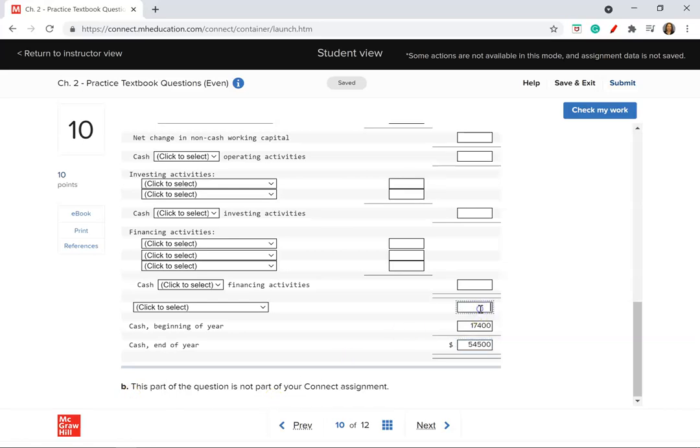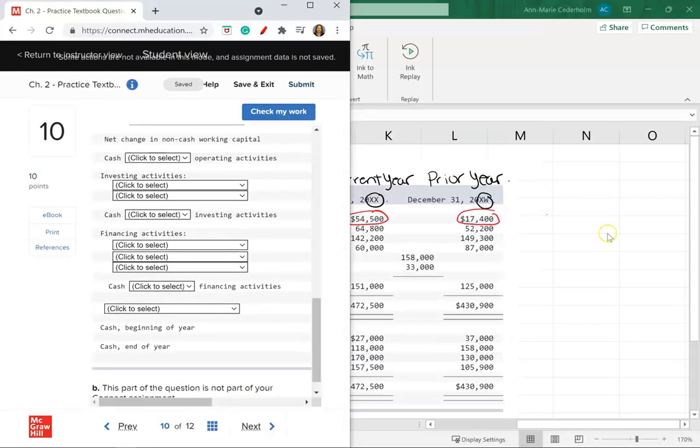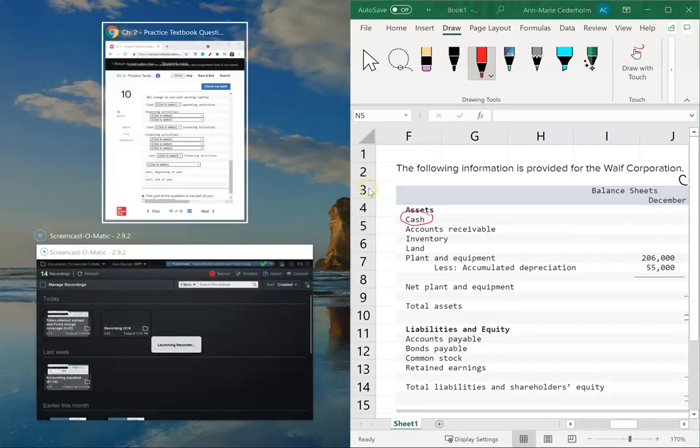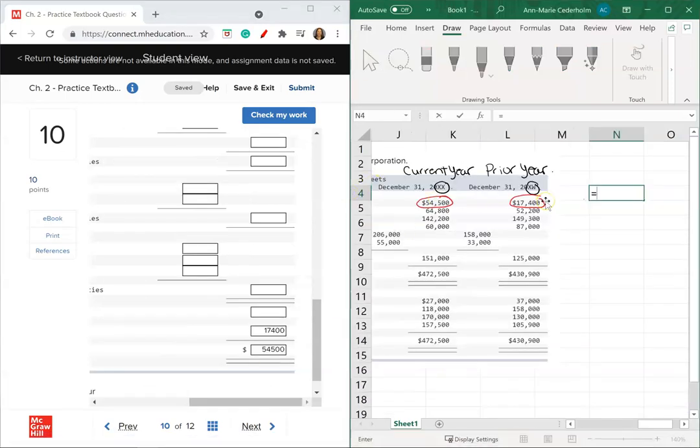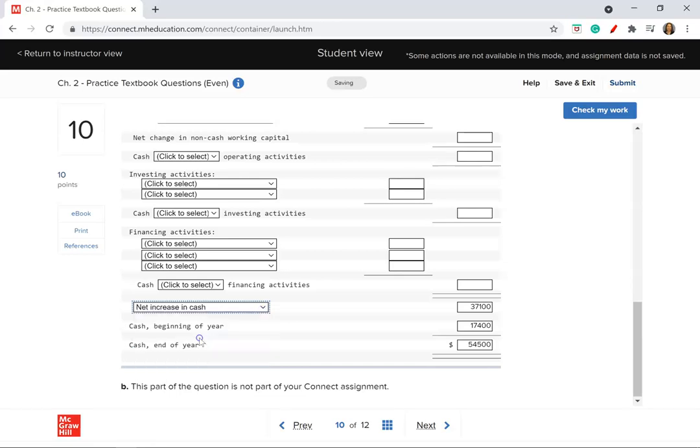Now, if I just work backwards, if I take the difference between both of them, so 54,500 minus 17,400, I have a difference of 37,100. So that's how much the cash changed. So I can put net increase in cash. So that makes sense. So if we start off with 17,400, let's just pretend in our bank account, then we put 37,100 into our bank account. That leaves us with 54,500 in our bank account at the end of the year.